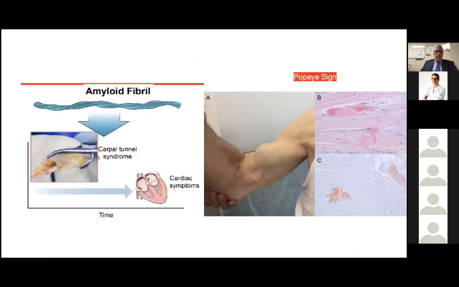These fibrils have, as mentioned, a predilection for certain tissues. One is the hands, and the other, this is called the Popeye sign, where if you have a ruptured biceps in an older patient that's spontaneous, think of amyloid.